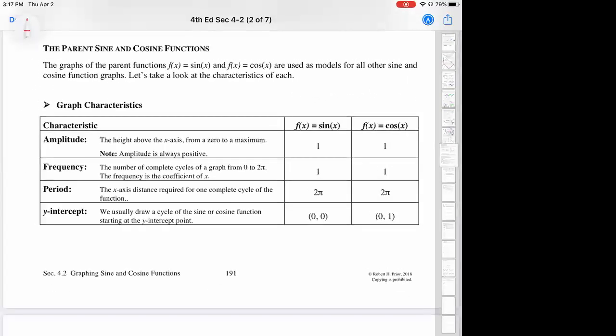So here it kind of has a breakdown. We have the amplitude for these is 1. Notice the amplitude is how high up or down it goes from the center. The frequency, how many waves we have, how many cycles we have in 2 pi, is 1. The period is 2 pi, and our y-intercepts are 0 and negative 1. So these are just for the parent functions. Notice there's no shifts.